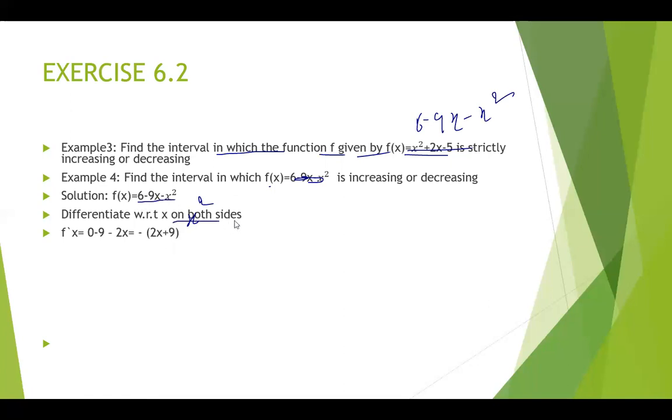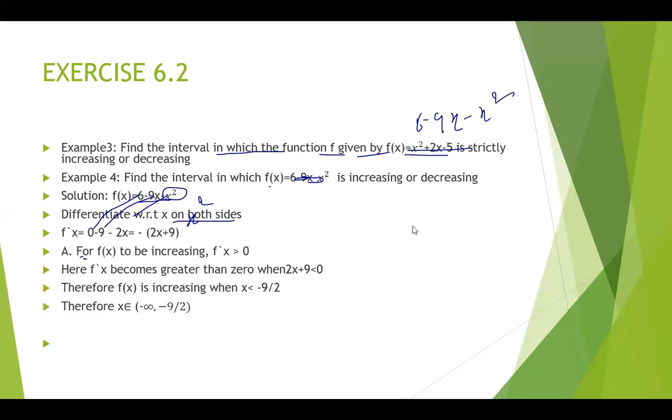Differentiate with respect to x on both sides. Derivative of 6 is 0, minus 9 into derivative of x which is 1, minus x square derivative is 2x. So we have a minus sign outside, minus of 2x plus 9. Now, what is the condition for increasing? F dash x, if it is greater than 0, I can say the function is strictly increasing.